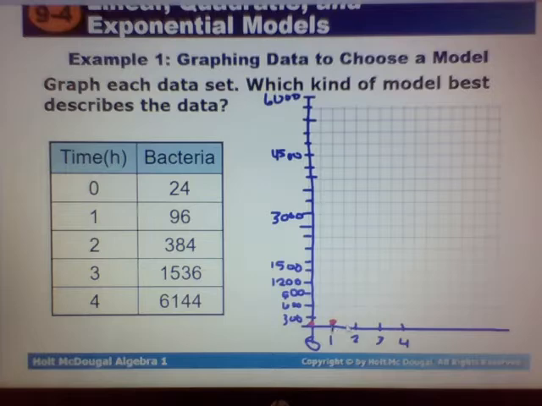Can't really do that very easily. 2 is 384, and again, we're estimating, so 300 is at the dot, but 84 would be a little bit above that. 3, 1,536, 1,500, but a little bit more. And then the last one would be 4, and then all the way up here somewhere. So hopefully from this image, you can see that we are starting out incrementally slow and then basically growing as fast as possible. And so that one's going to be exponential.